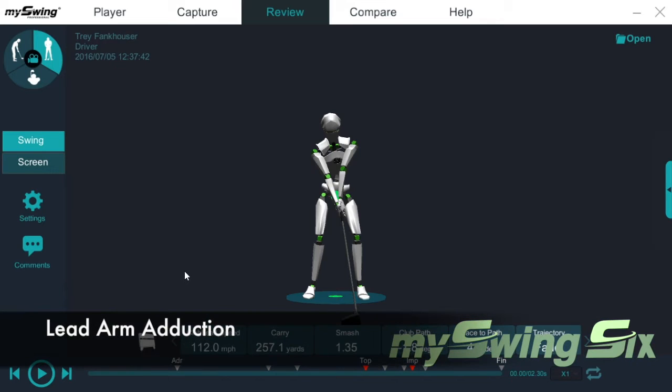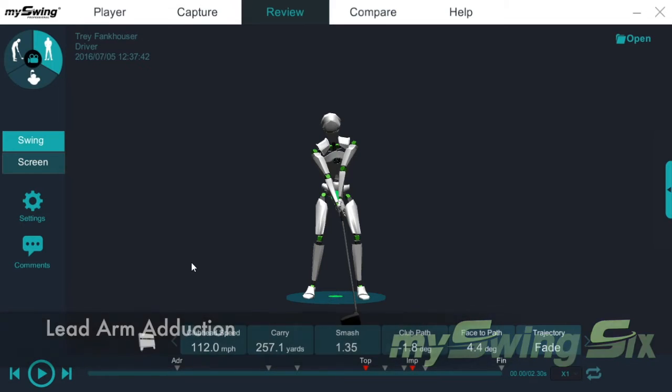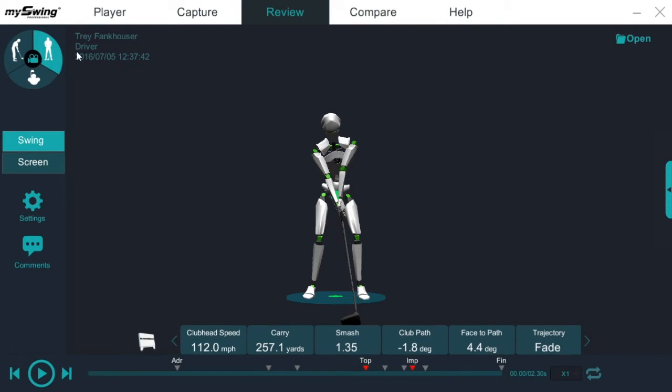Hi guys, continuing the MySwing Six video series looking at the fourth feature, lead arm adduction. We've got a scratch golfer here, 24-year-old. He's about 6'4", has a pretty long wingspan, very tall athletic player.